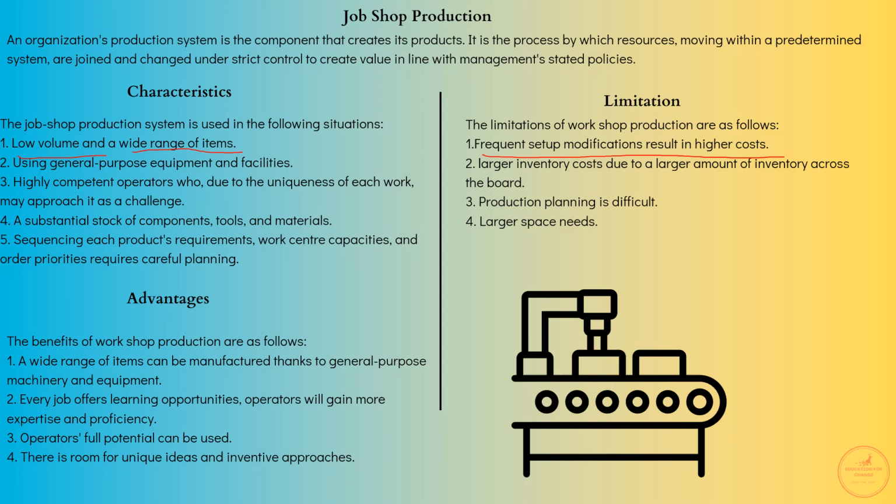And the last one is the limitation. What is the limitation? Frequent setup or modification results in higher cost. That means the cost will be high. Second, larger inventory cost due to the larger amount of inventory across the board. That means a higher level of inventory at all levels, hence higher inventory cost. Third, production planning is complicated. And last one, larger space requirement. That means we need a large area for job shop production.